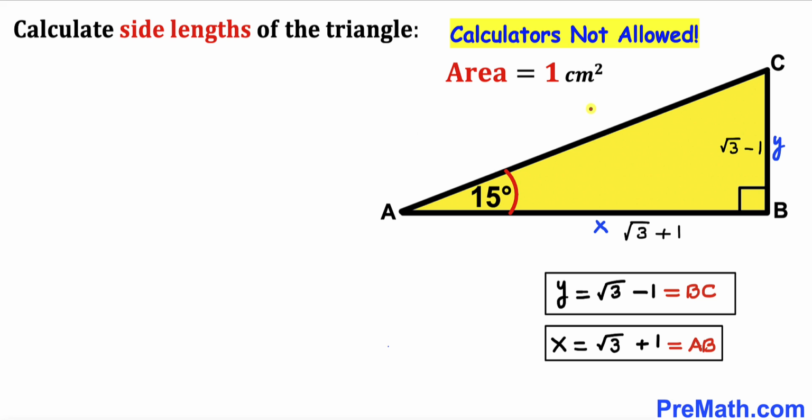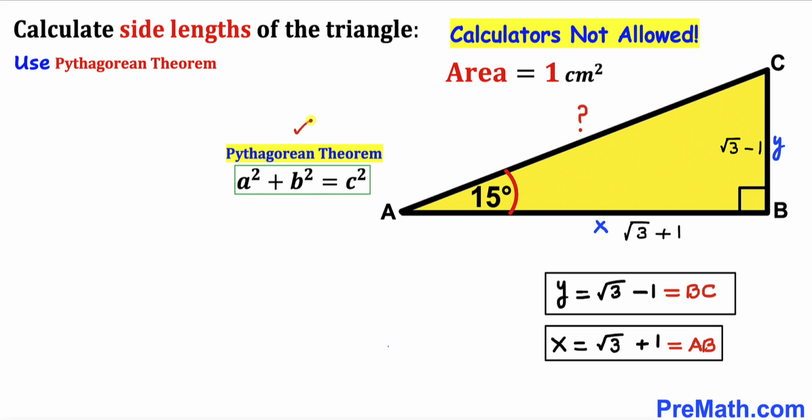Let's go ahead and calculate this third side length AC now. So therefore we are going to use the Pythagorean theorem. And here's our Pythagorean theorem: a square plus b square equal to c square. Let me call this longest leg as our side c. I'm going to call this side lowercase a and this lowercase b. So let's go ahead and fill in the blanks in this Pythagorean formula. a in our case is (square root of 3 plus 1) whole square, and b is (square root of 3 minus 1) whole square equal to c square.